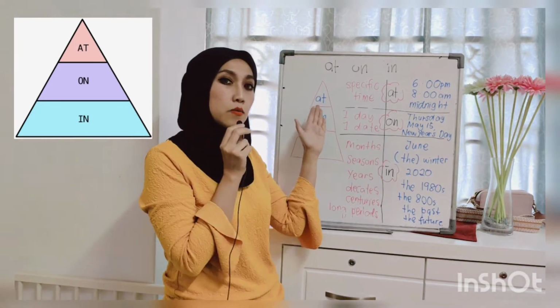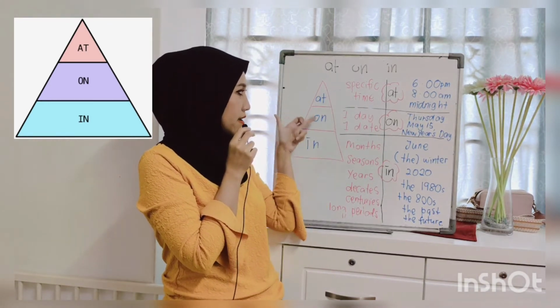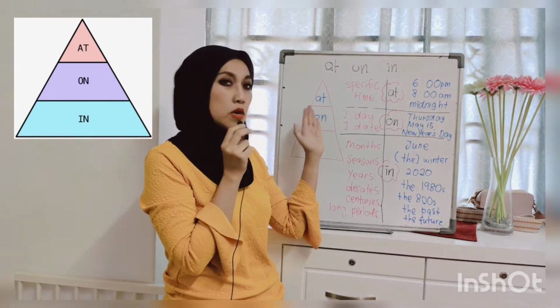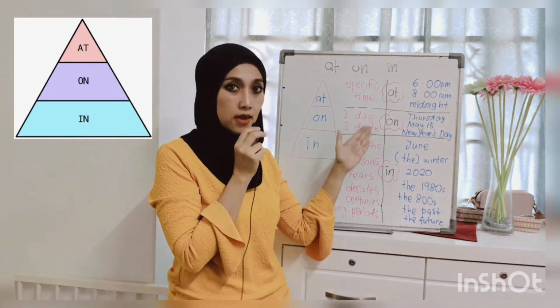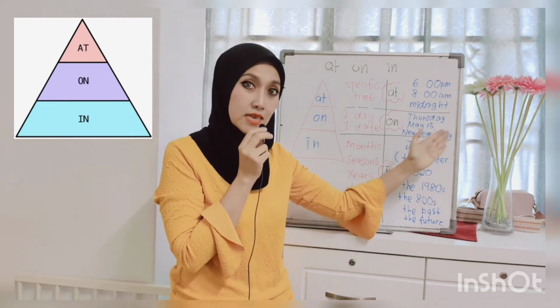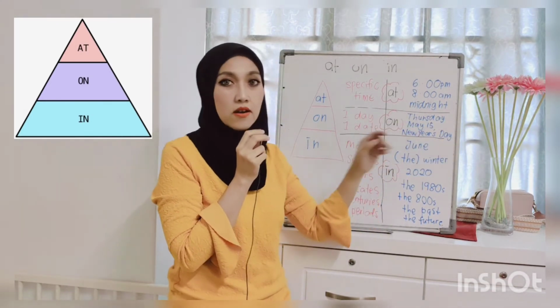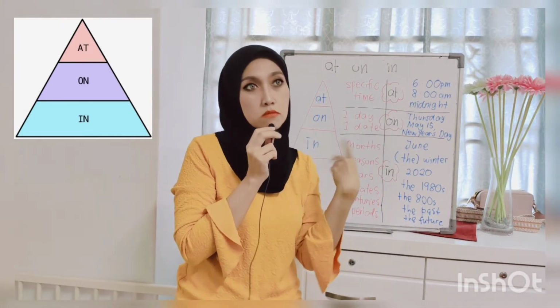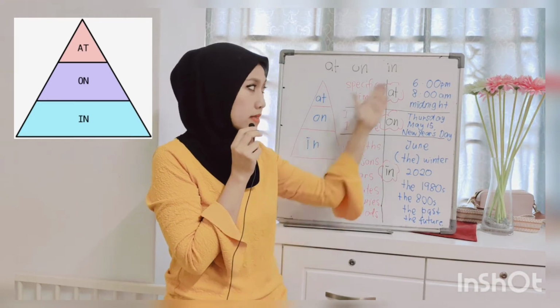We move to on. On is a little bit wider than at. We use on to show one day or one date. For examples, on Thursday, on May 15th, on New Year's Day. So these are in one day. When you want to explain something in one day, you use on. It's a little bit wider than at.